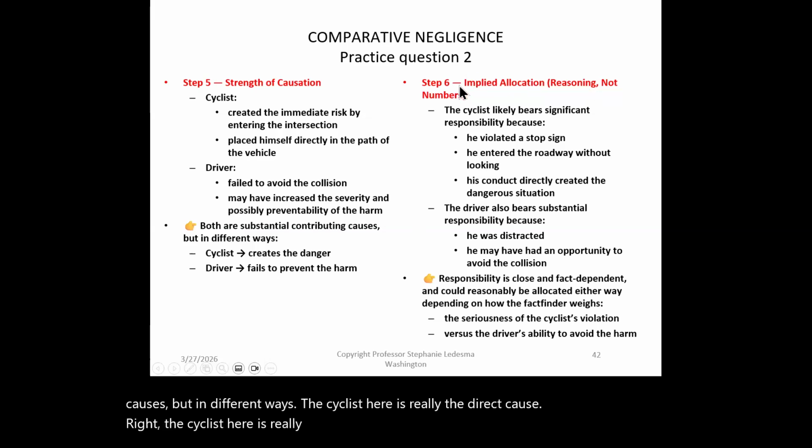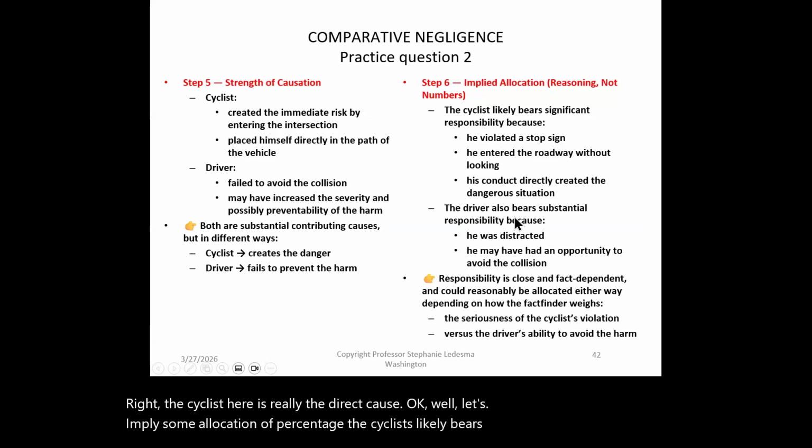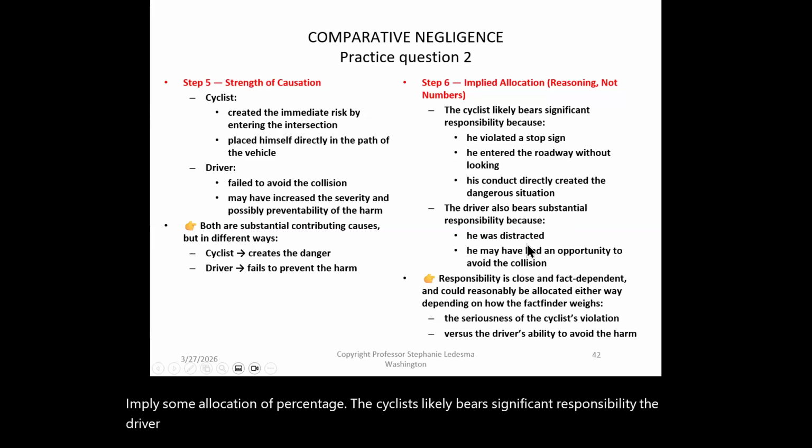Okay, well, let's imply some allocation of percentage. The cyclist likely bears significant responsibility. The driver bears substantial responsibility, but it's just not as significant. Now, get it.